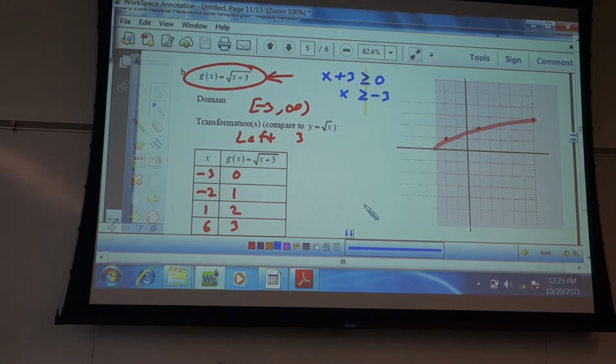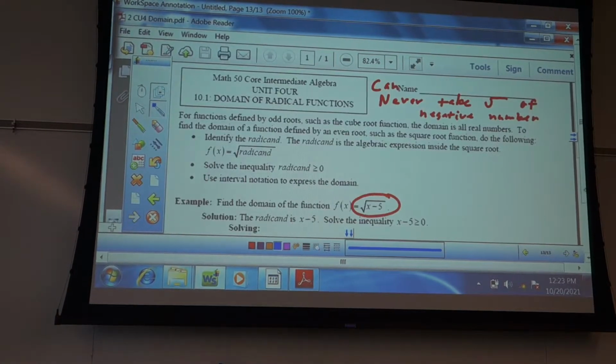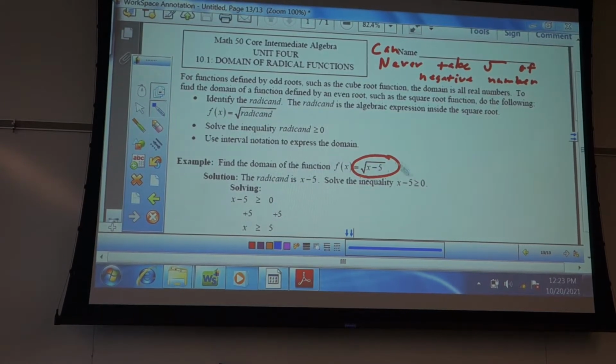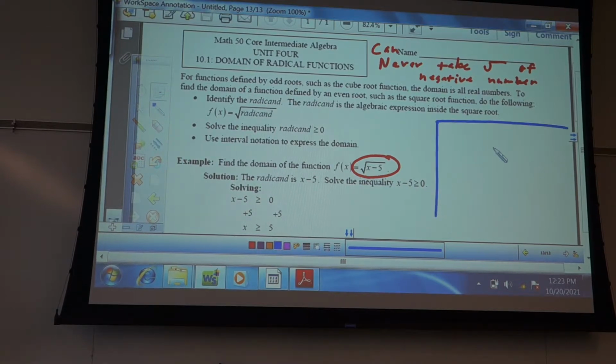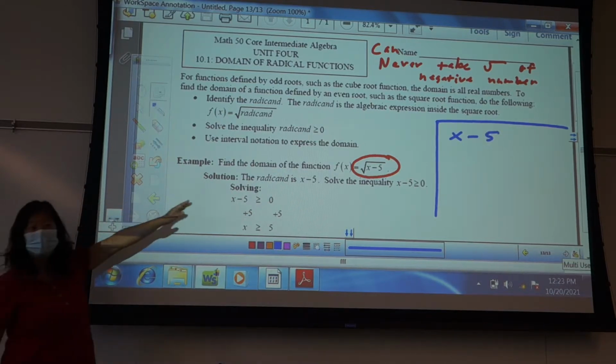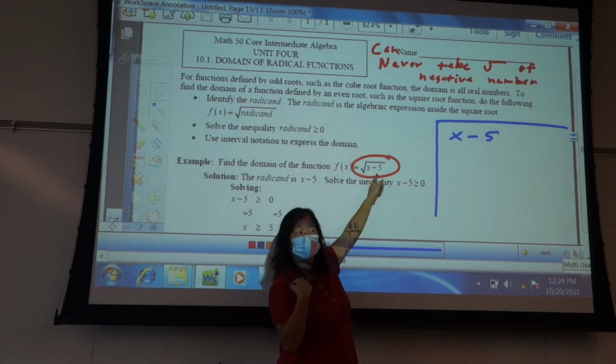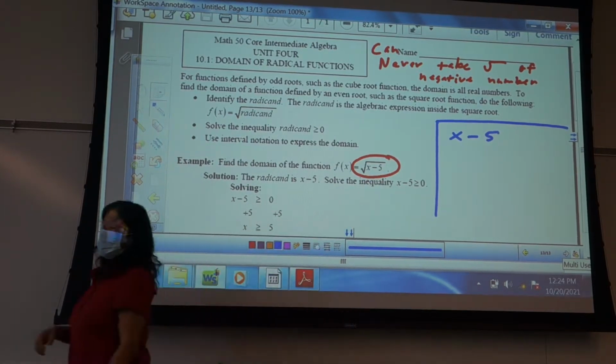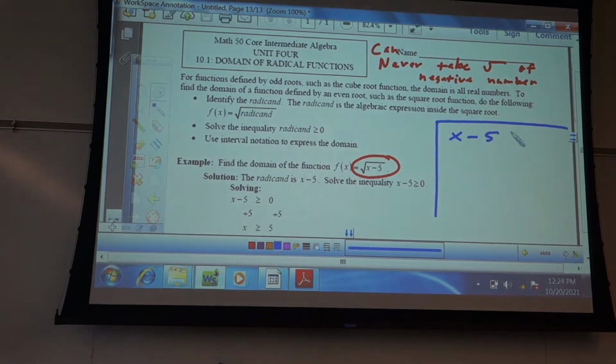So this is how you determine what the domain is. Domain means that whatever's inside. So what's inside of this one? Everybody write down what's inside. It's x minus 5. Did everybody write that down? Everyone see where it came from? What's inside, x minus 5, has to be greater than or equal to what? 0.